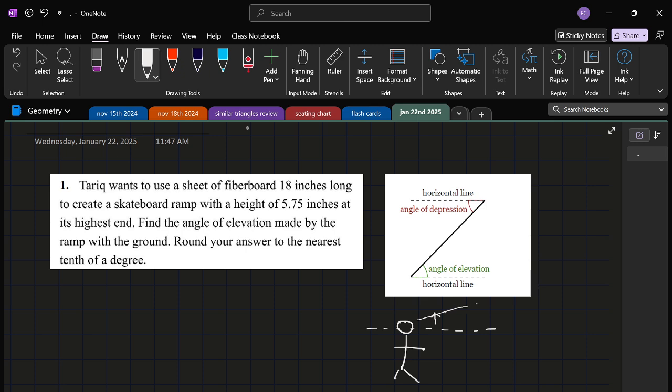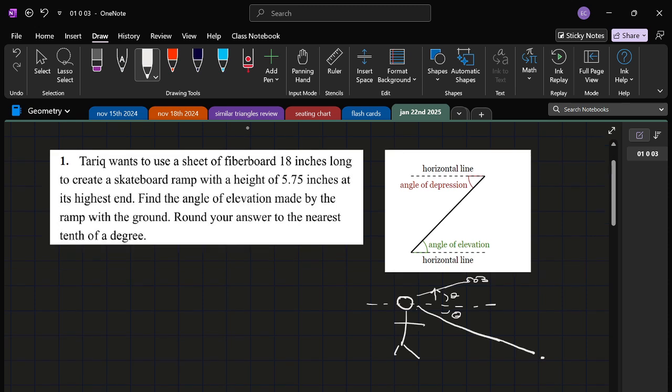Let's say you're looking at a bird. This would be your angle of elevation. And if you're looking downwards, you start from the horizontal line and go downwards. So your angle to, say, a piece of gum on the ground would be your angle of depression. So remember, elevation is from the horizontal line upwards to the point, and depression is from the horizontal line downwards to whatever your point is. From here, we're going to do some word problems with no diagrams given.